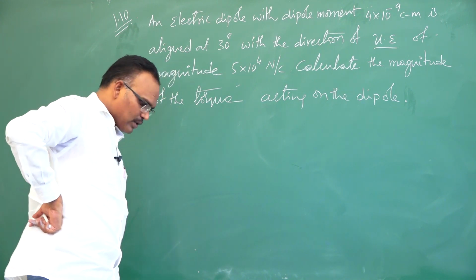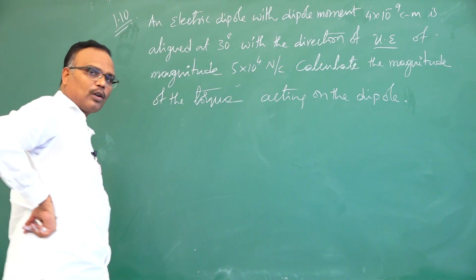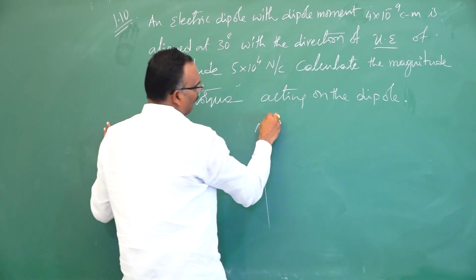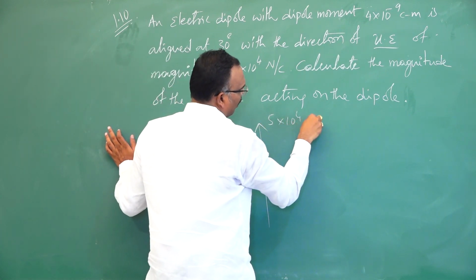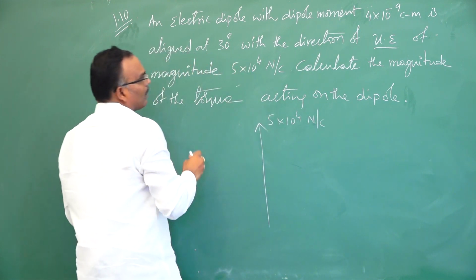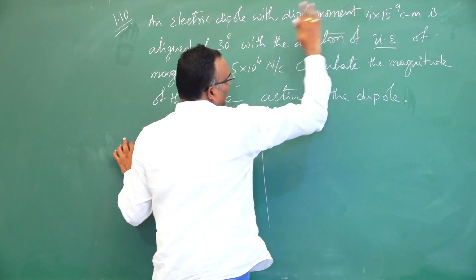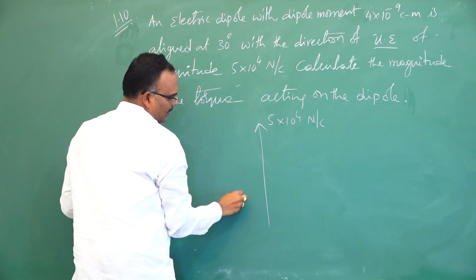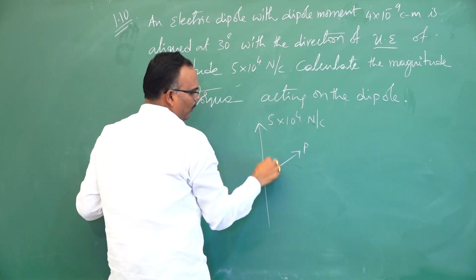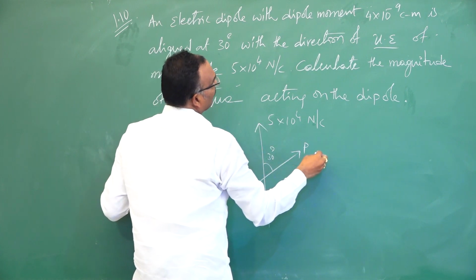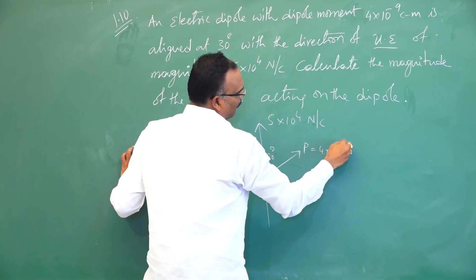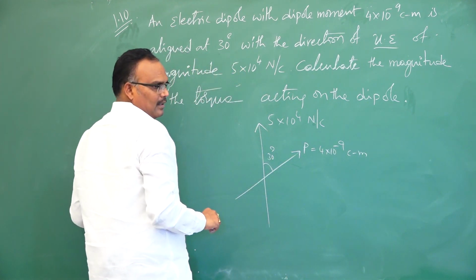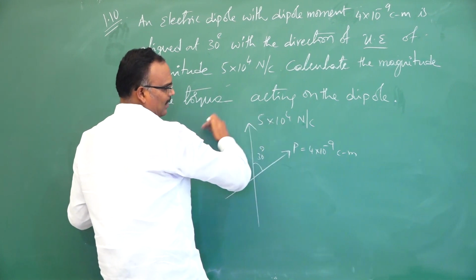That we can calculate by using a simple mathematical expression: torque tau is equal to QE sin theta. So this is the uniform electric field of magnitude 5 into 10 to the power of 4 Newton per coulomb. The dipole moment of the dipole is given and it is oriented at an angle of 30 degrees with the uniform electric field. That means this is the dipole moment direction, 30 degrees. Dipole moment magnitude is 4 into 10 to the power of minus 9 coulomb meter. Now I need to calculate torque. Torque will act in this direction, remember this.